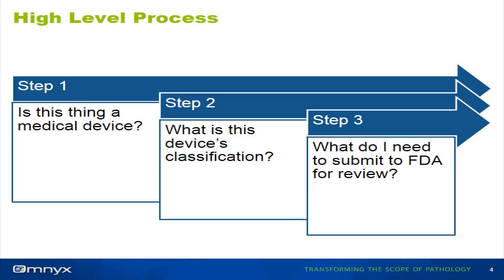So when a company decides to manufacture a medical device, in terms of impact to U.S. regulatory agencies, the company should first assess the following. Step 1, is this thing a medical device? If the answer is yes, you'll proceed to Step 2. And Step 2 is, what is the device's classification? And the answer to this question will guide Step 3. And Step 3 is, what do I need to submit to FDA for review? And we'll get into more detail on the answers to these questions in the following slides.